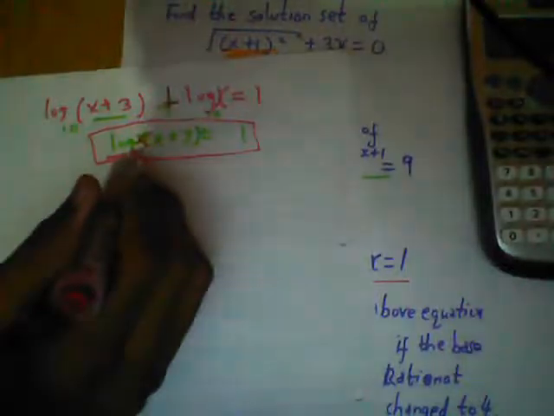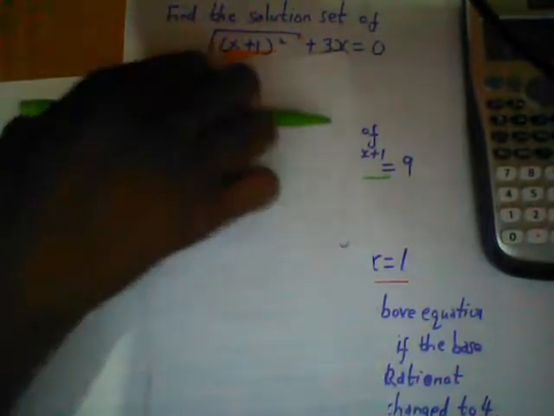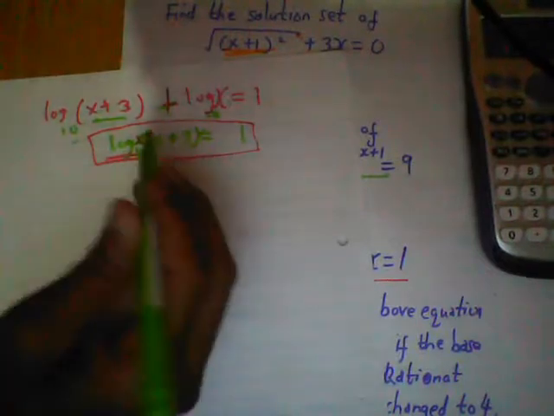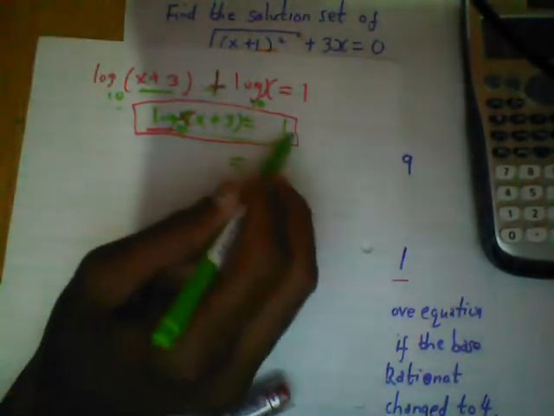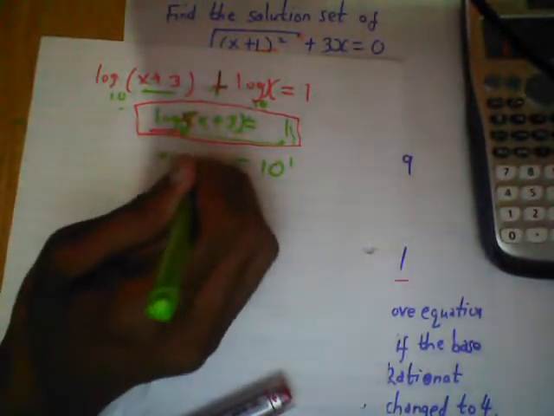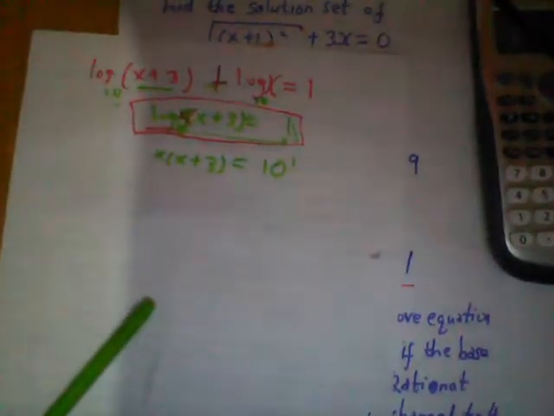So there's no base, so we know the base is 10. We apply this rule, binding them together, when the bases are the same. So the base is 10, the same base 10. So by the exponential rule, this is going to go to the right. It's going to be equal to 10, and push that 1, 10 power 1. And then we are left only with x plus 3, times x. So now we can simplify. It's okay. So there we go.